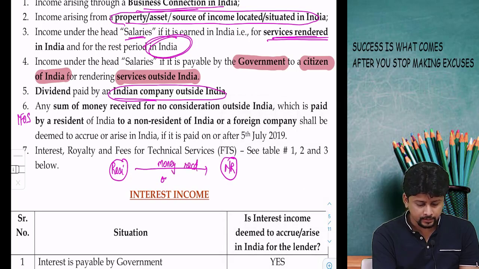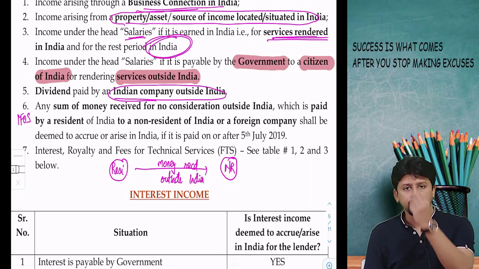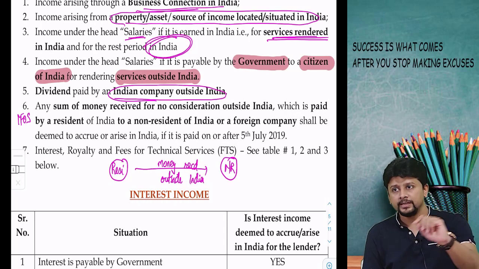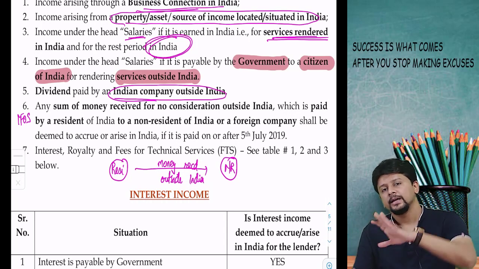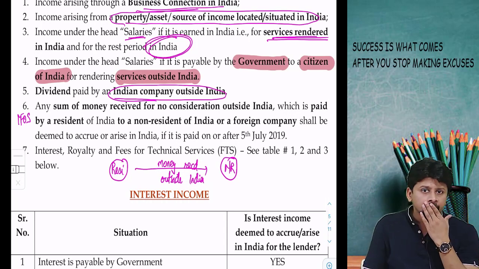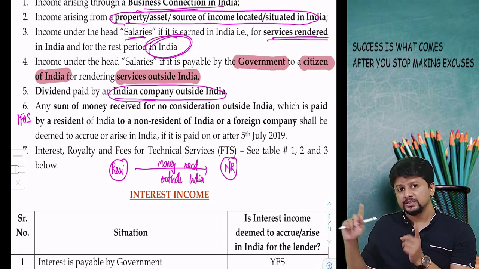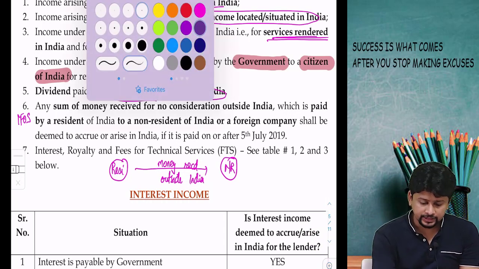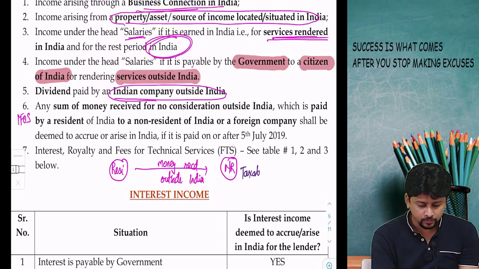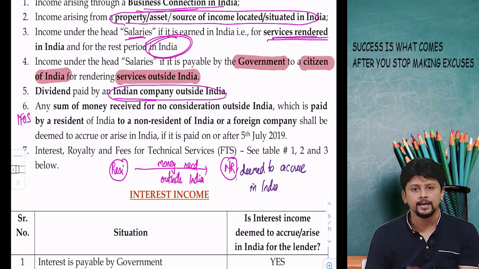Money is received outside India, but the one who gave that money to you gave it free of cost. It is not because of a contract, it is not because of a job, it is given for no consideration, as a gift. Then the receiver is a non-resident, receiving that money outside India, but still this income is going to be taxable for you in India, because we are going to say that although you have received it outside India, it is deemed to accrue in India, and if it is deemed to accrue in India, it means it is taxable in India.